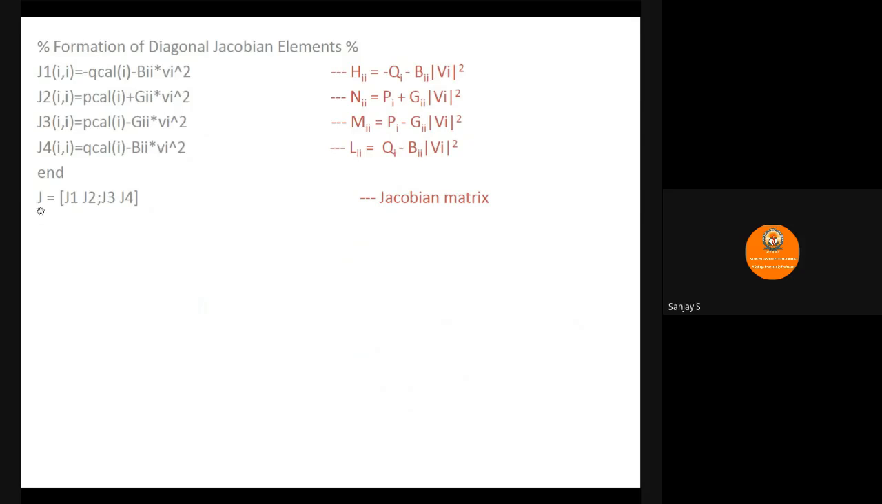Finally, your J matrix will be J1, J2 in the first row, J3, J4 in the second row. This completes your Jacobian matrix. So with this, I am concluding experiment number 6, which is a program for writing the Jacobian matrix.